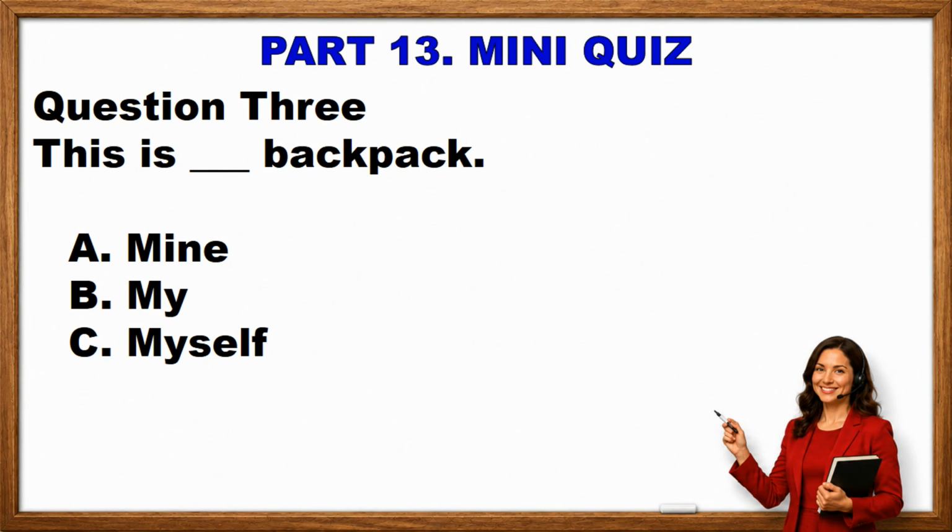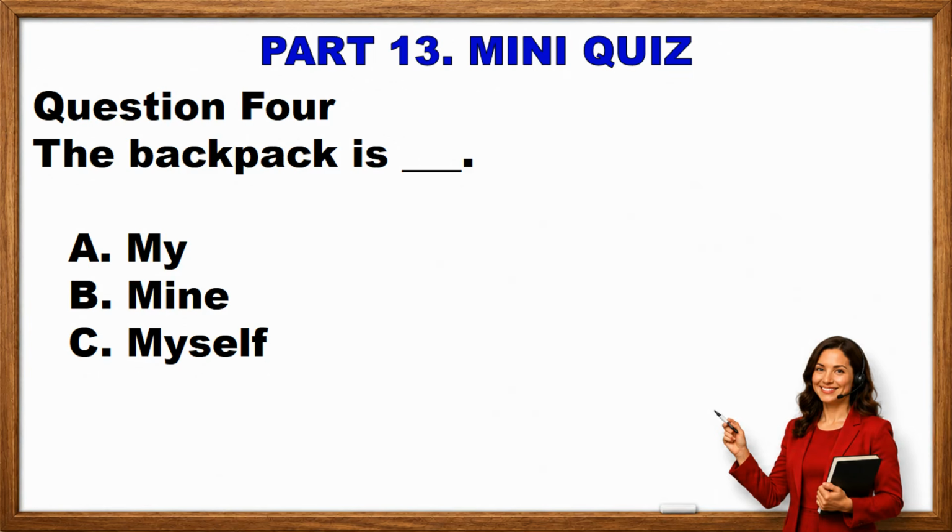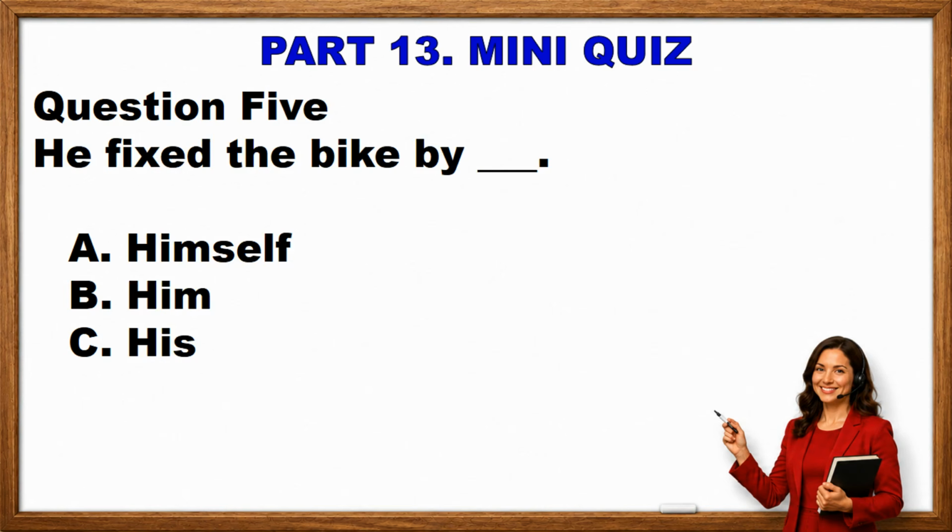Question 3. "This is backpack." A. Mine. B. My. C. Myself. Answer. My. Question 4. "The backpack is." A. My. B. Mine. C. Myself. Answer. Mine.